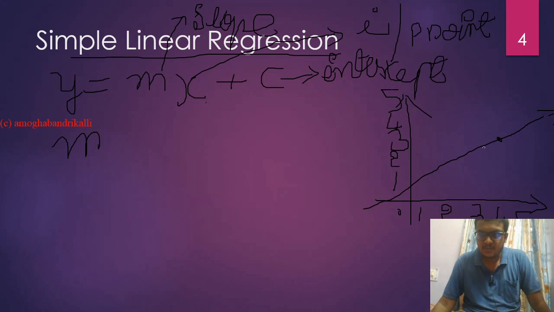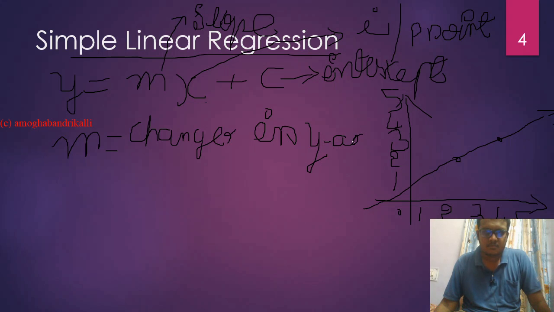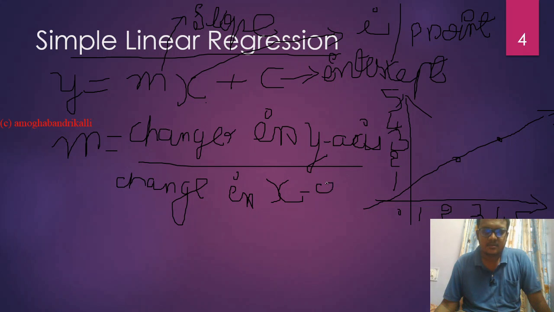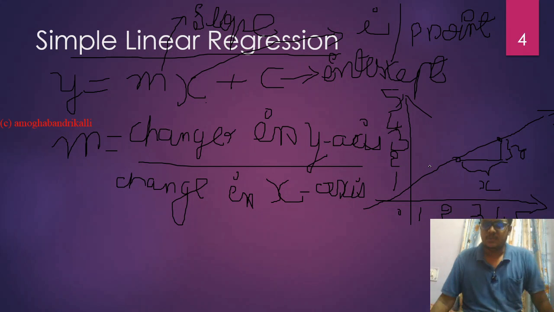So what is slope actually? Slope is having a formula: change in y-axis value divided by change in x-axis. So what is the change in y-axis and x-axis? This value is change in y-axis and this value is change in x-axis. So you are going to find the slope for this.